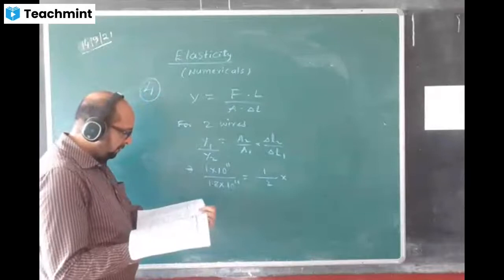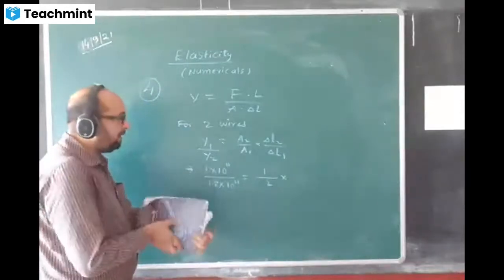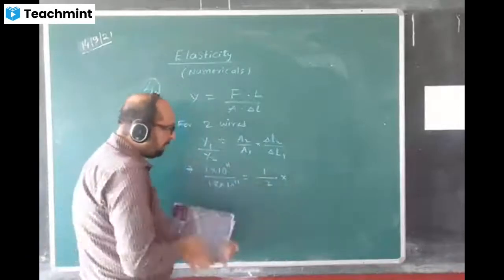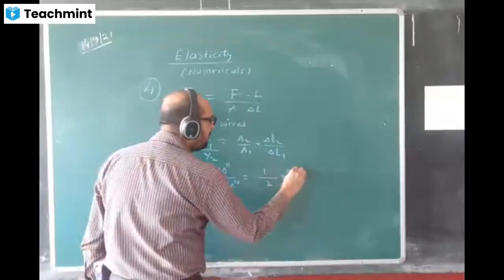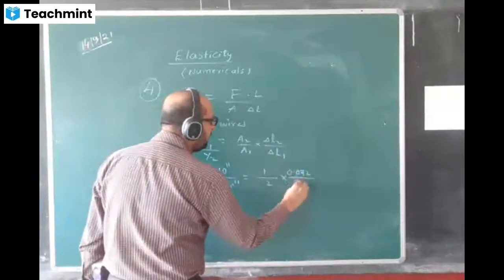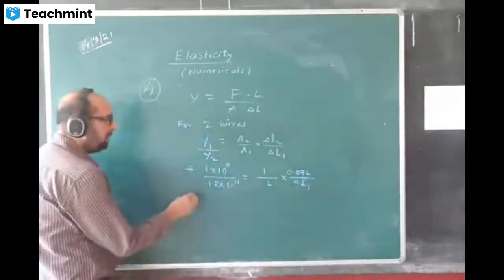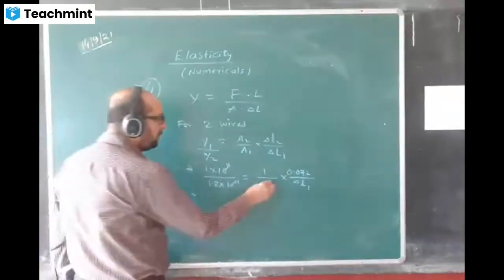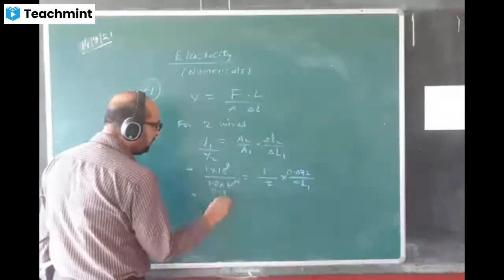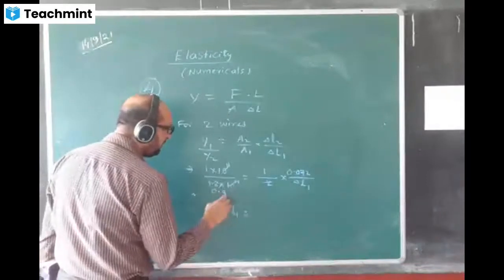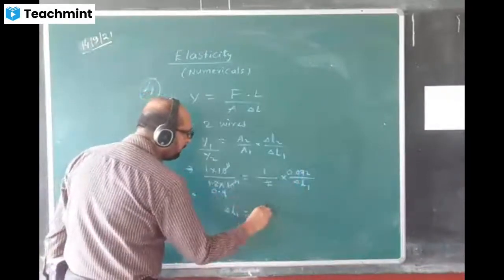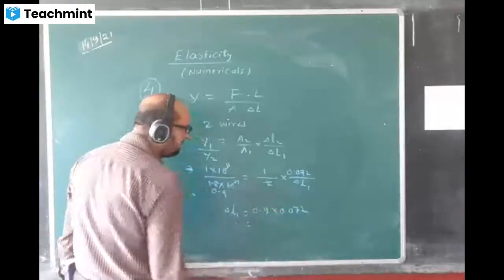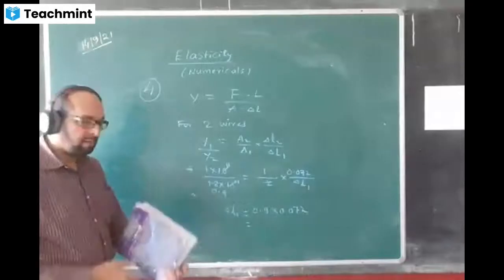Okay. Elongation in the wire B, that is delta L2, is given in the question: 0.072. You have to find the value of delta L1. Now get the answer. These two will cancel. I think you can find the answer. 2 and this will go 0.9. The delta L1 answer is coming 0.9 into 0.072. Check your answer.